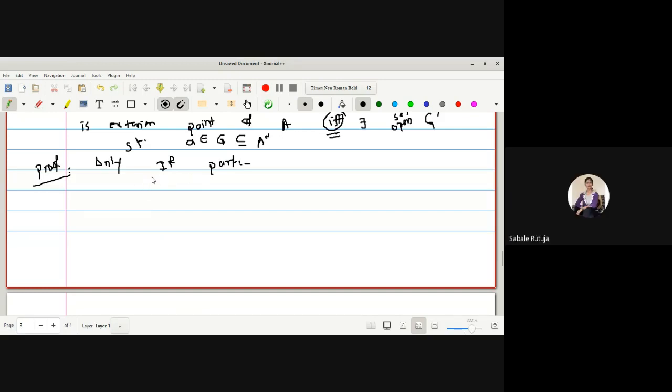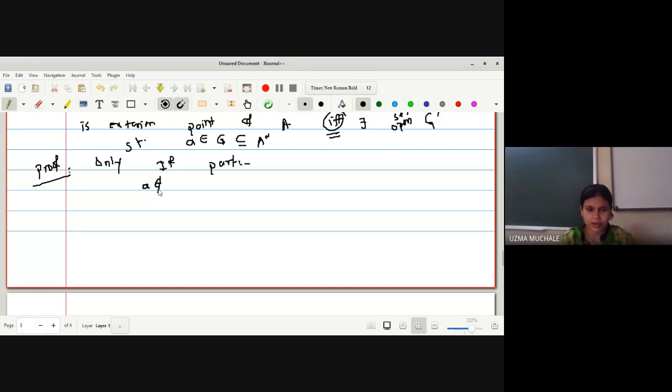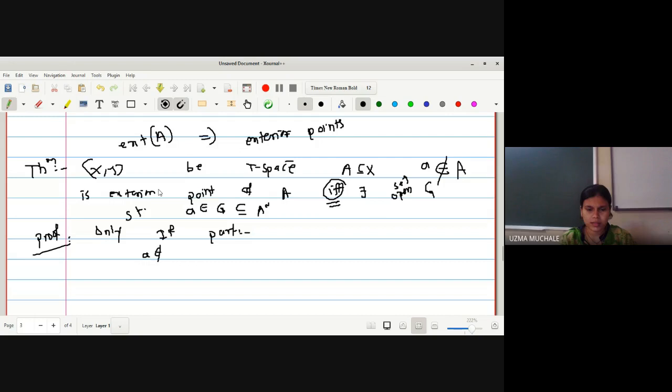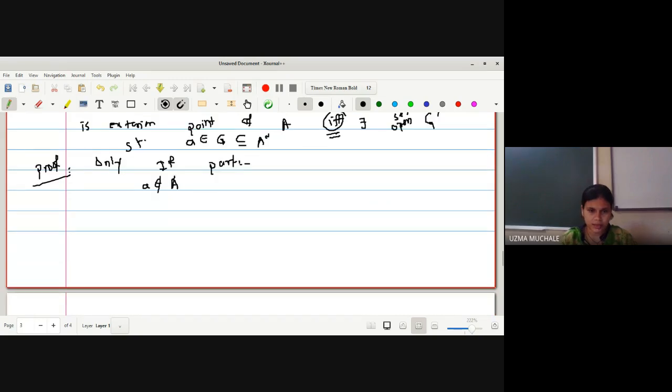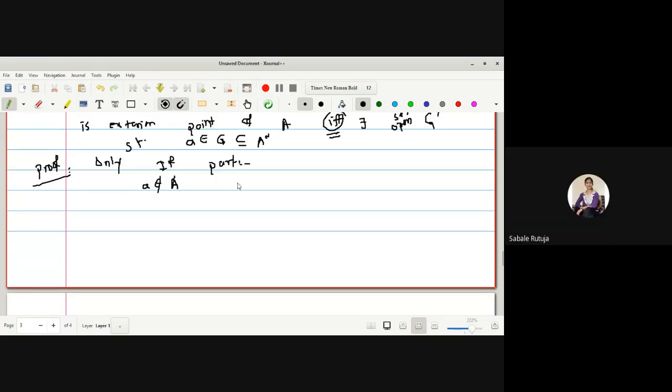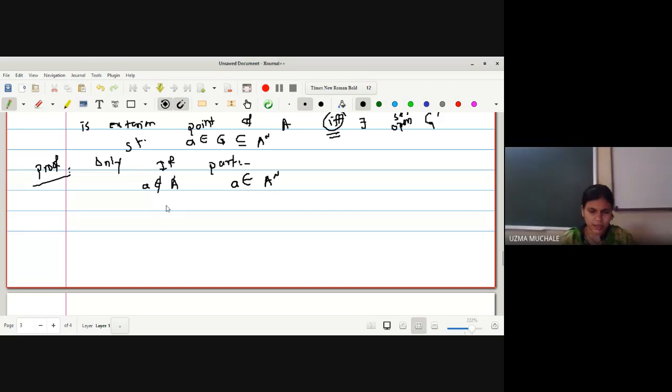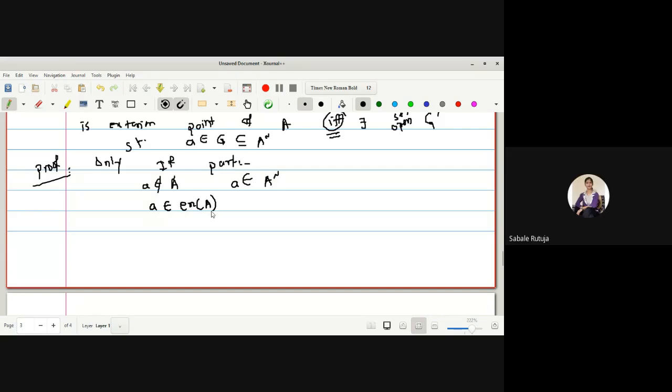A is exterior means A belongs to interior of A complement. A does not belong to A, no? Okay. So we have A does not belong to A, right? And A is an exterior point of A is given. A is the exterior point of A. That is, A belongs to interior of A complement.